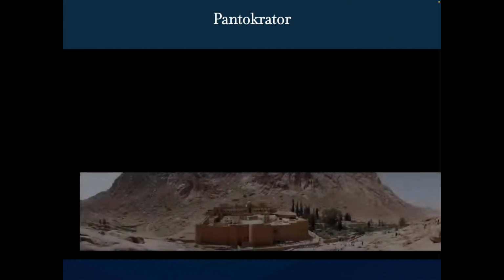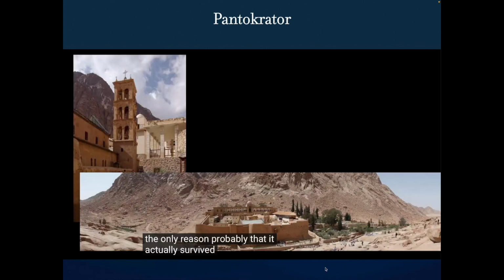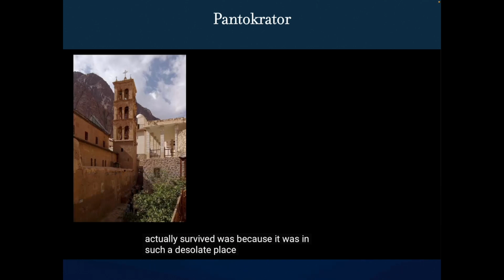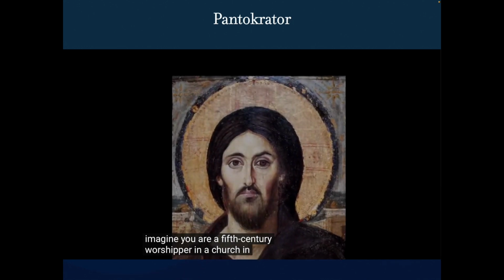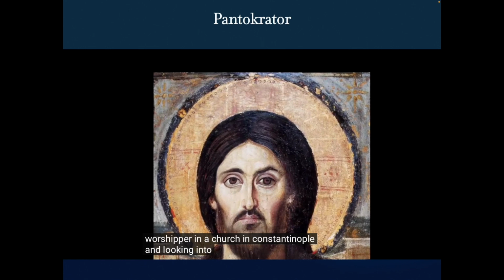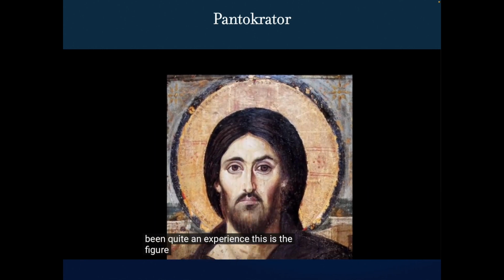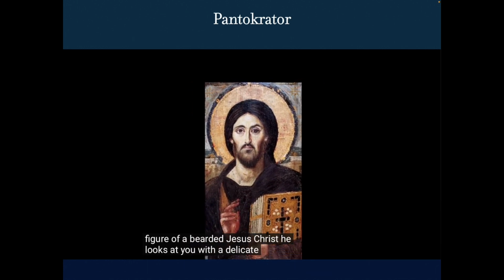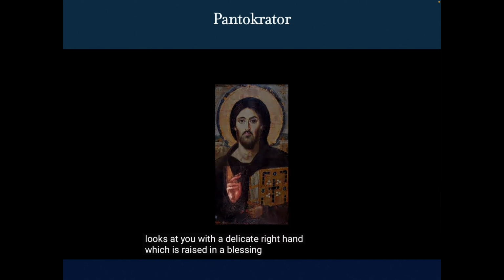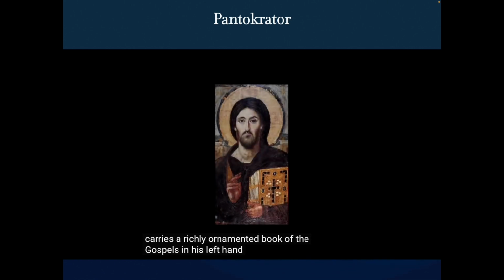This particular icon was found in St. Catherine's Monastery in Sinai, in the middle of a desert. The only reason, probably, that it actually survived was because it was in such a desolate place, and it was only discovered in the 1950s. Imagine you are a 5th century worshipper in a church in Constantinople, and looking into those eyes must have been quite an experience. This is the figure of a bearded Jesus Christ. He looks at you with a delicate right hand, which is raised in a blessing, and he carries a richly ornamented book of the Gospels in his left hand.